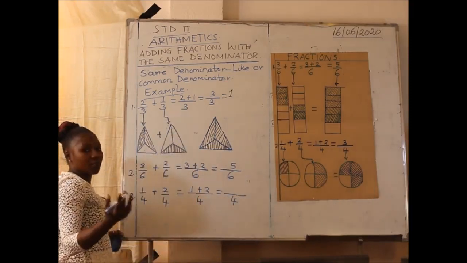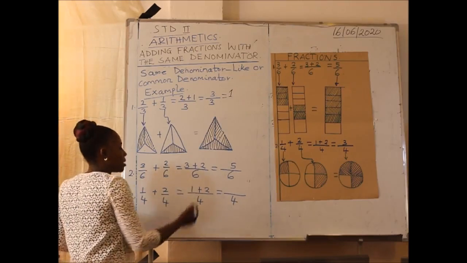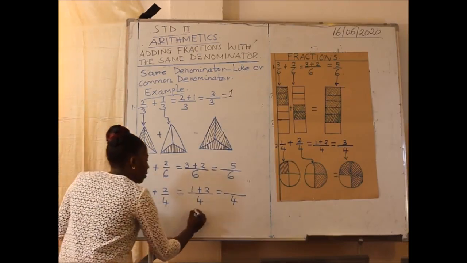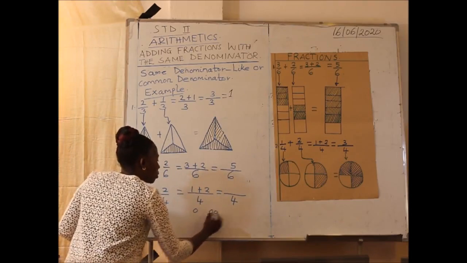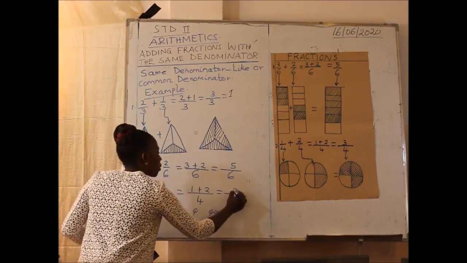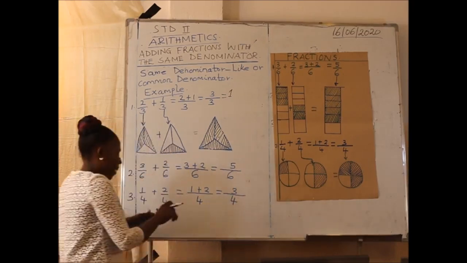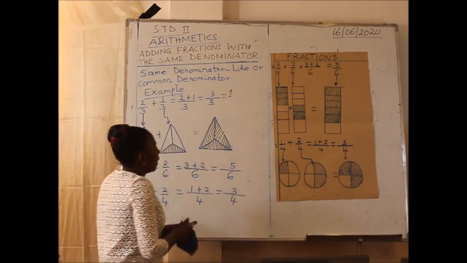Thereafter, ask yourself, 1 shaded part plus 2 shaded parts equals to what? So we have 1 plus what? 1, 2. Together give us 1, 2, 3. So out of 4 equal parts, 3 parts are shaded.